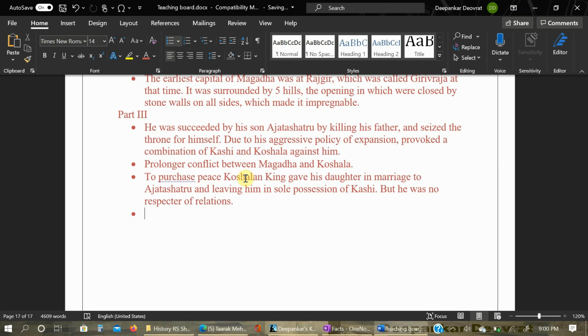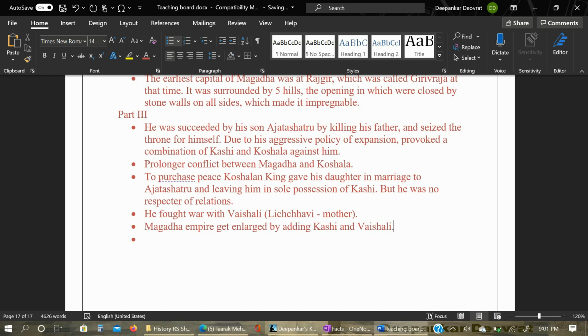Kashi was already taken by him, and he even fought war with Vaishali, from where his mother was, the Lichchhavis. He invaded the territory and defeated them in battle. This took a full 16 years, and the Magadha empire was thus enlarged with the addition of Kashi and Vaishali.